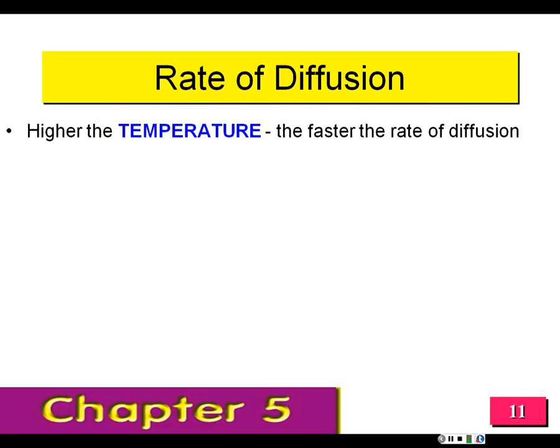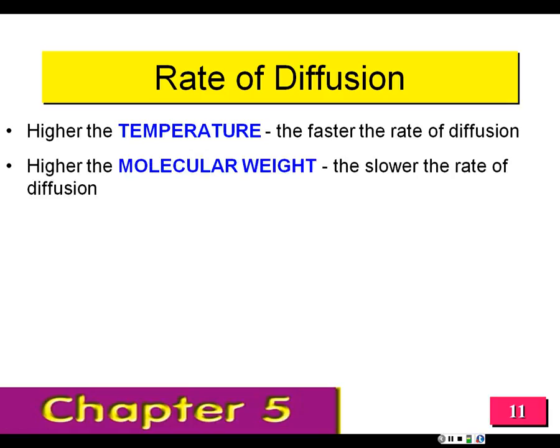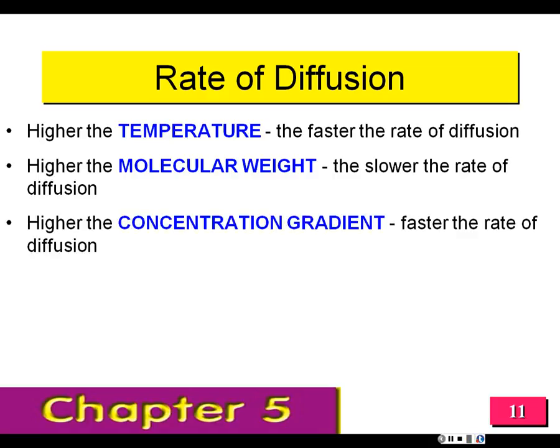All right, so the rate of diffusion is going to depend on three things. I'm going to give you one: temperature. Give me two more. Good. Molecular weight and the concentration gradient. So we know temperature, the hotter it is, the faster it's going to move. Molecular weight, the bigger the molecule, the slower, or the smaller it is, the faster it'll move. But with the concentration gradient, this is a little bit different.